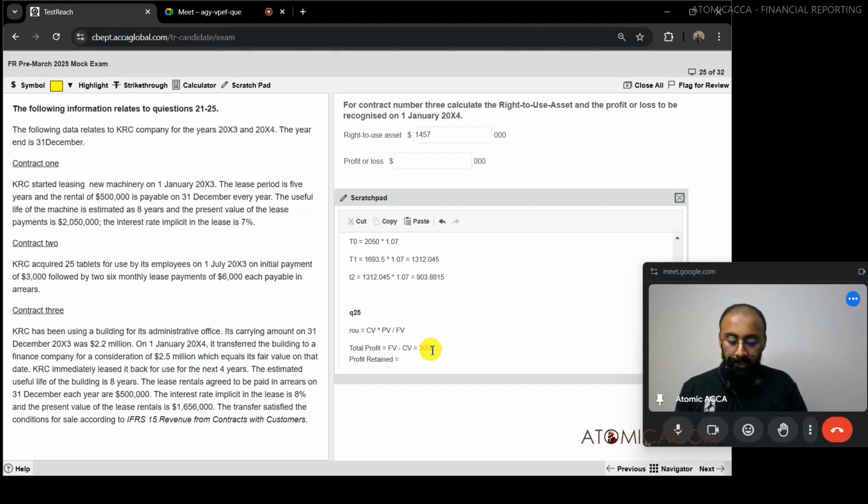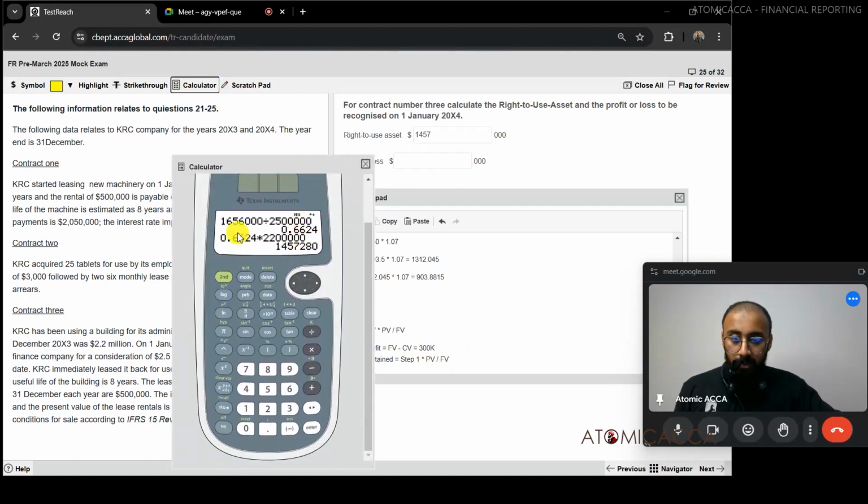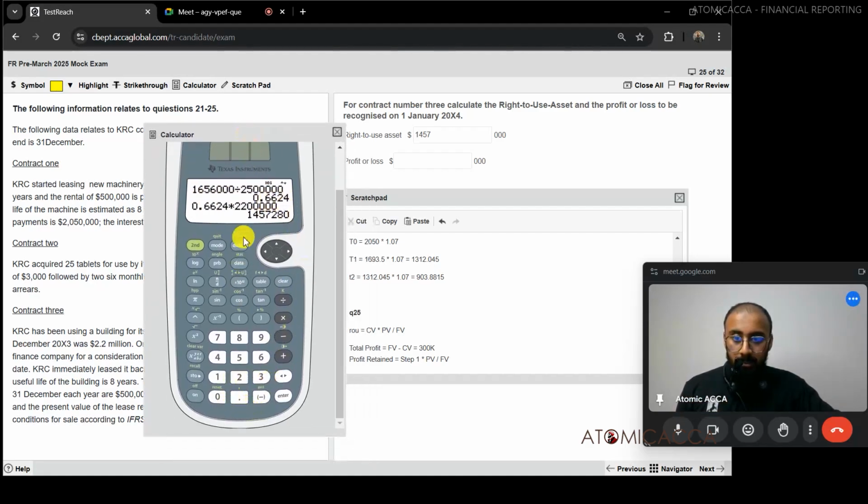Then I have to see what is the profit retained with me. How do I find that? Step number 1 multiplied by present value by fair value. What is step number 1? 300k. What is present value by fair value? That previous one we got. Present value was 1656 divided by 2.5 million. That's 0.6624. So 0.6624 multiplied by the step number 1 answer, 300,000, is equal to 198.72.